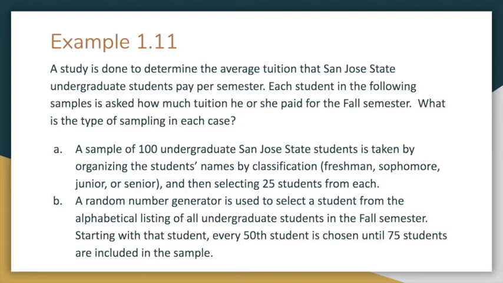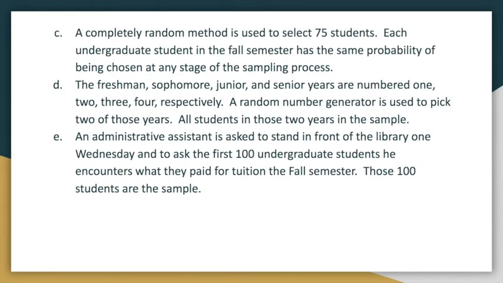For B, a random number generator is used to select a student from the alphabetical listing, and then starting with that student, every 50th is chosen, and that would be an example of systematic sampling. For part C, completely random method. Each undergraduate has the same probability of being chosen at any stage of the sampling process. That would be a simple random sample.